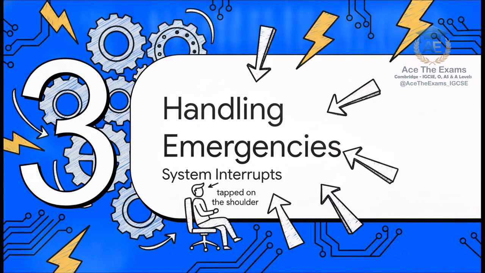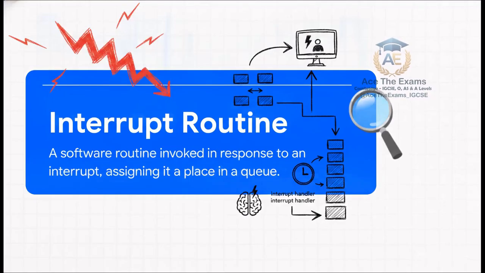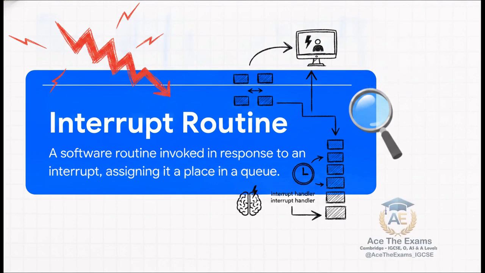But what exactly happens when our super busy OS manager gets an urgent tap on the shoulder? Let's look at Section 3, Handling Emergencies, or System Interrupts. An interrupt is, well, exactly what it sounds like. It's a signal sent to the OS that demands a temporary pause in whatever program is currently running.